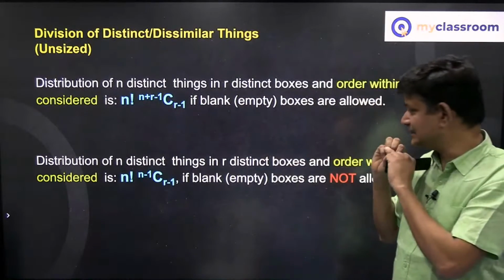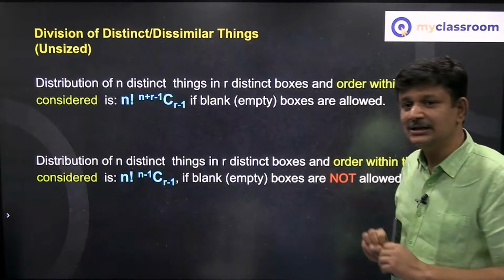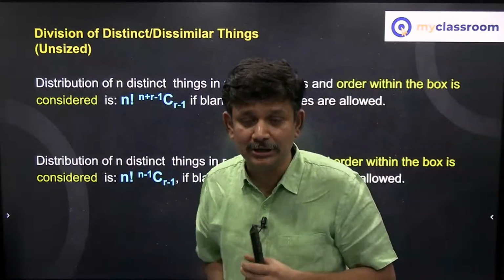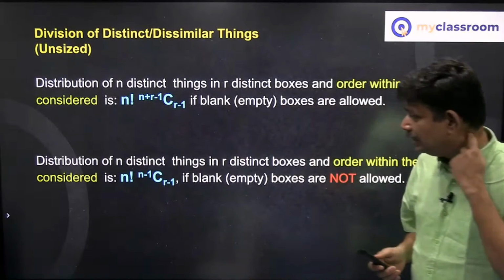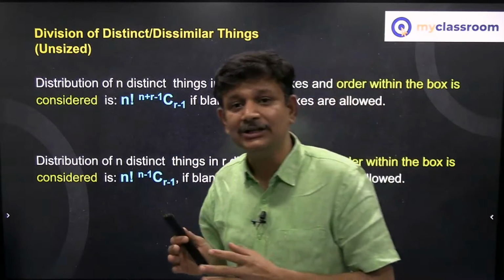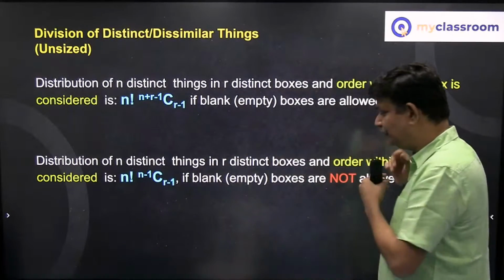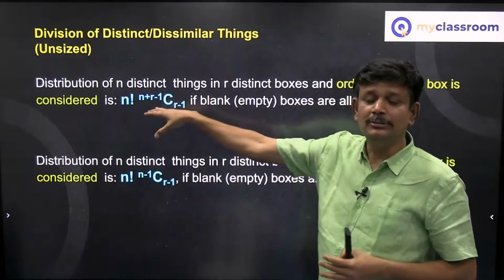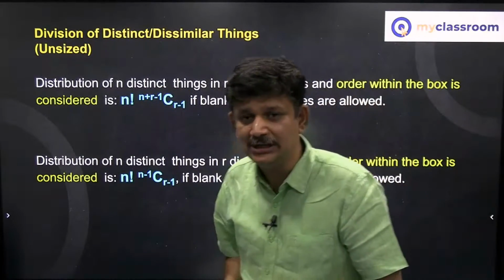So if you have boxes where order within the box is also important, in how many ways can you do that? N factorial into n minus 1 C r minus 1, if empty boxes are not allowed. If empty boxes are allowed, then it will be n factorial into n plus r minus 1 C r minus 1.